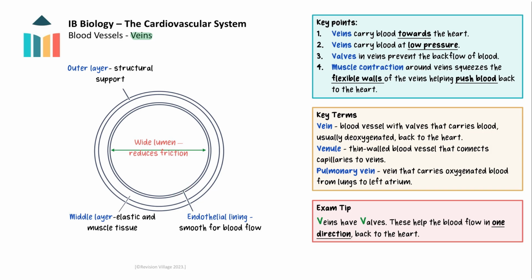However, because they are carrying blood under low pressure, the walls of veins do not need to be as thick or as elastic as those of arteries. To assist with the return of blood at low pressure back to the heart, the lumen of veins is wider than of arteries to reduce friction, which would otherwise slow down the movement of the blood.